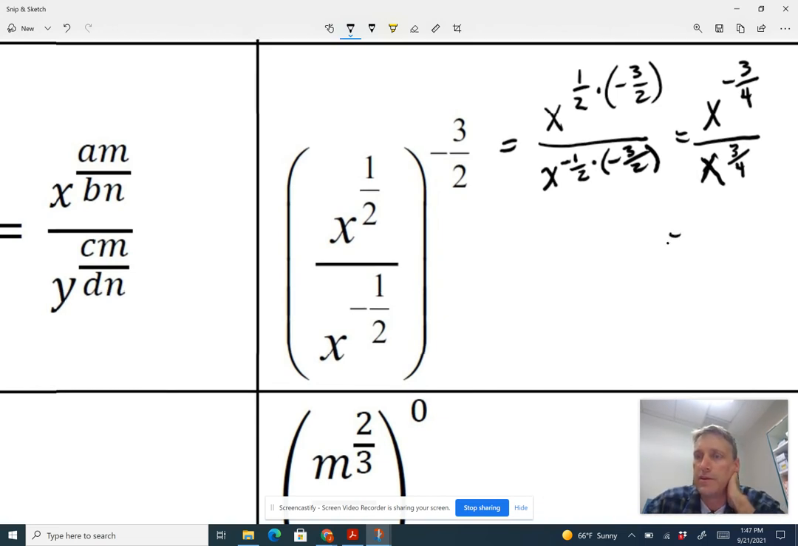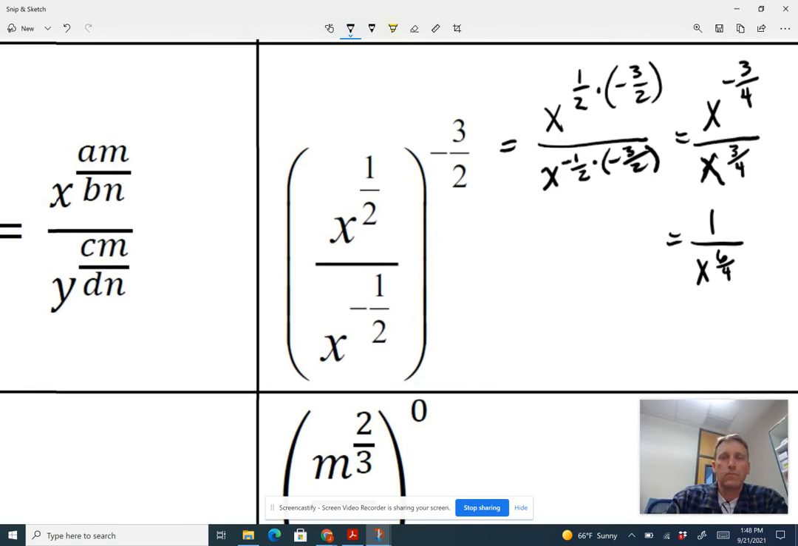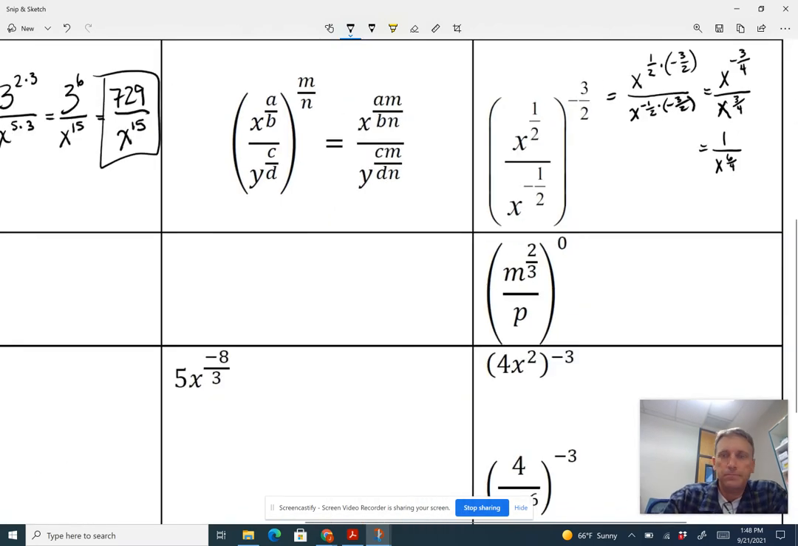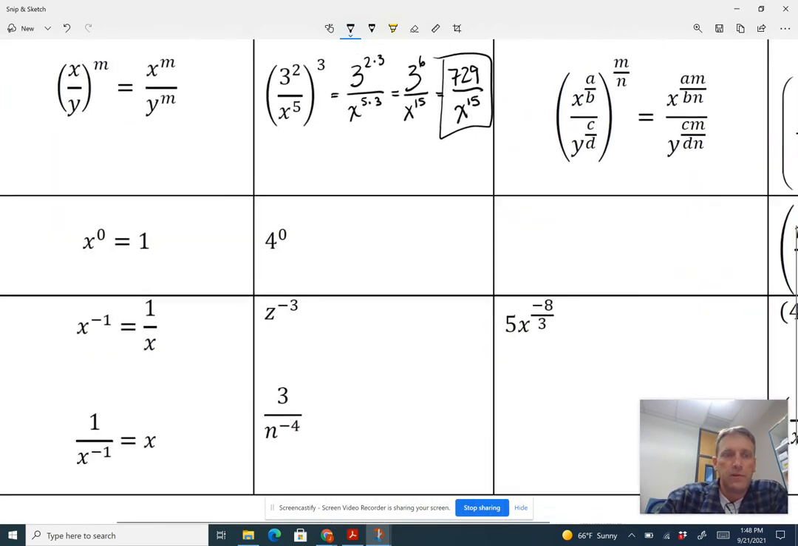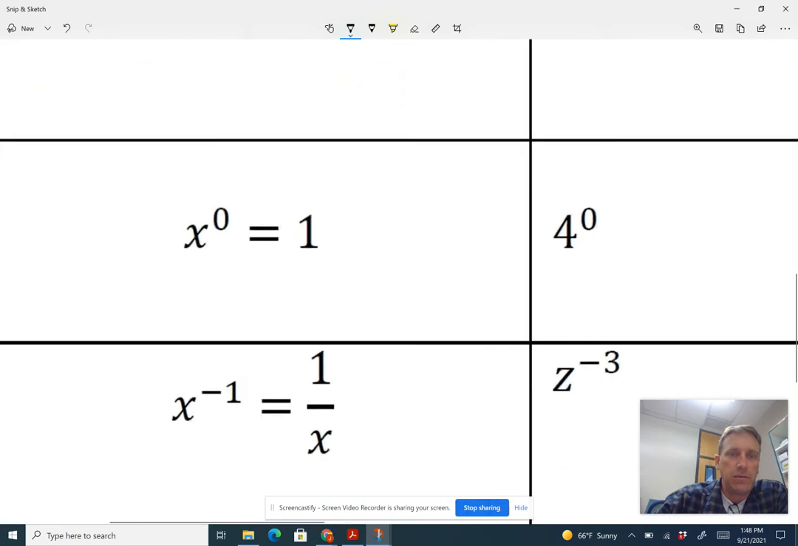And we can simplify that, bringing the negative 3/4 down, so it'd be 1 over x to the, if you bring this negative 3/4 down, it becomes positive. Again, we're going to go over this in just a moment. So that's 3/4 plus 3/4, which is 6/4. And then raising the power to the 0 power.